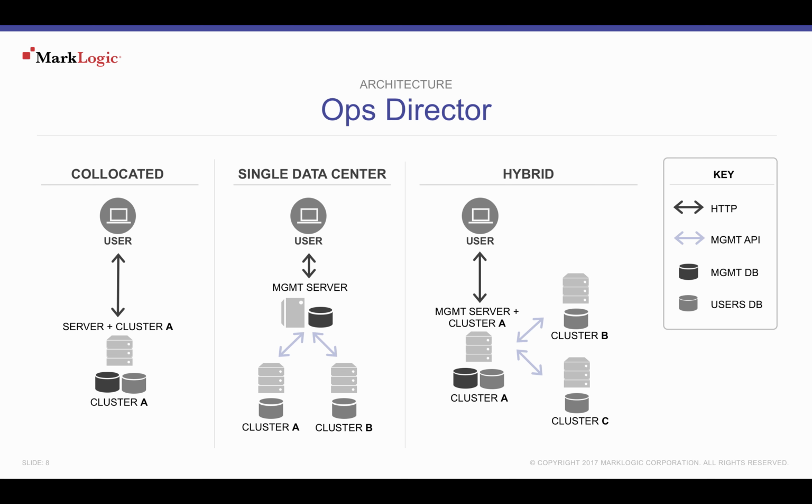Ops Director is designed to adapt to a range of MarkLogic deployments, from a single cluster in a single data center to hundreds of clusters. Ops Director has three setup options. Co-located, where a cluster serves as both an Ops Director application cluster and a managed cluster. Single data center, which is a cluster serving as an Ops Director application cluster that communicates with managed clusters. Hybrid, where a cluster serves as both an Ops Director application cluster and a managed cluster that communicates with other managed clusters.